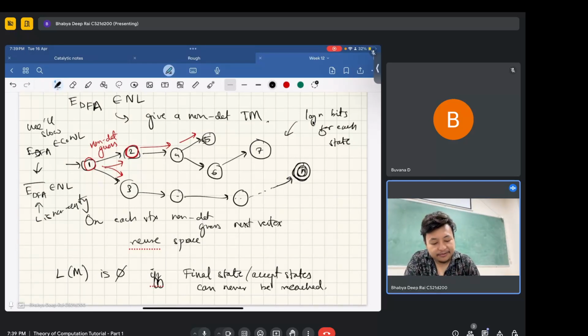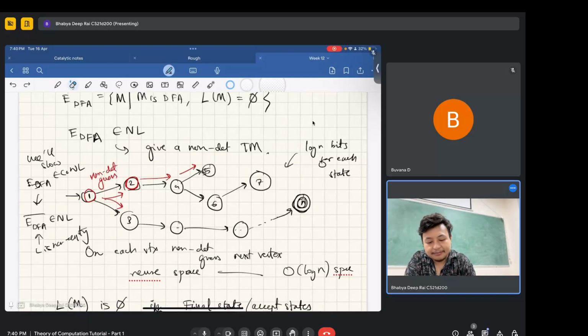And that's what you do. And by reusing the space, how much space will you take? Some log n space, because you are reusing that space each time, that log n number of bits. So this is a non-deterministic algorithm that will solve the problem, and therefore it is in NL. Therefore EDFA is in NL.